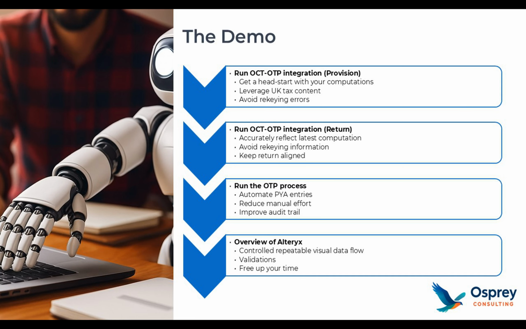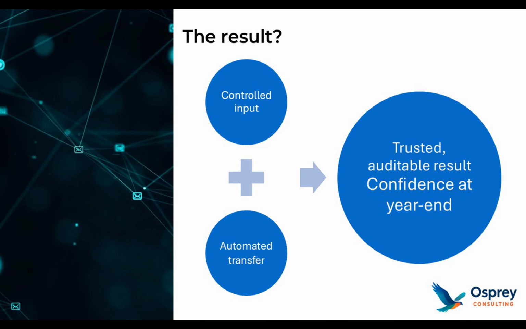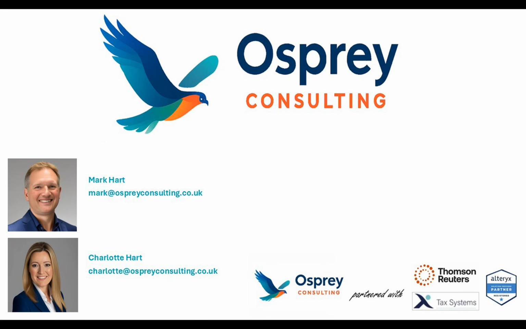We've made sure that your return and your return data set in OTP are fully aligned and reflect the latest computations. We've used OTP to automate those prior year adjustment entries, which is a real benefit, but can only be done if you populate that return data set, reducing your manual effort and also improving the overall audit trail. And we've used Alteryx to do all this, which gives us a really controlled and repeatable, and more importantly, visual low-code data flow. We've created some validations, and most importantly, we've freed up your time to focus on those more value add activities.